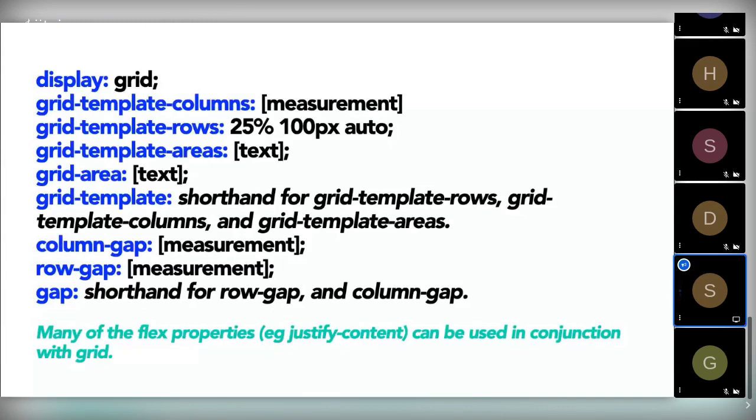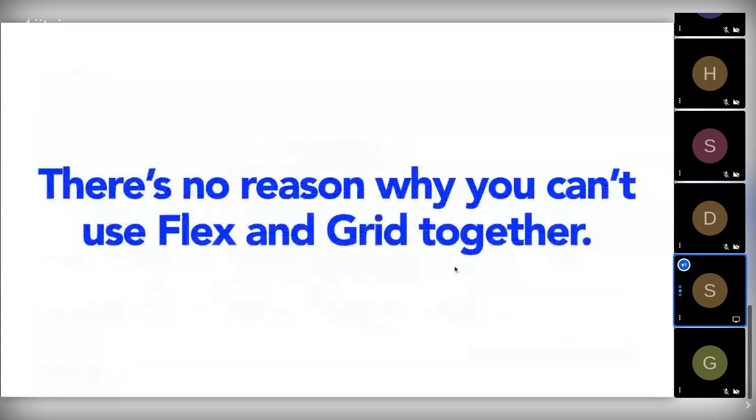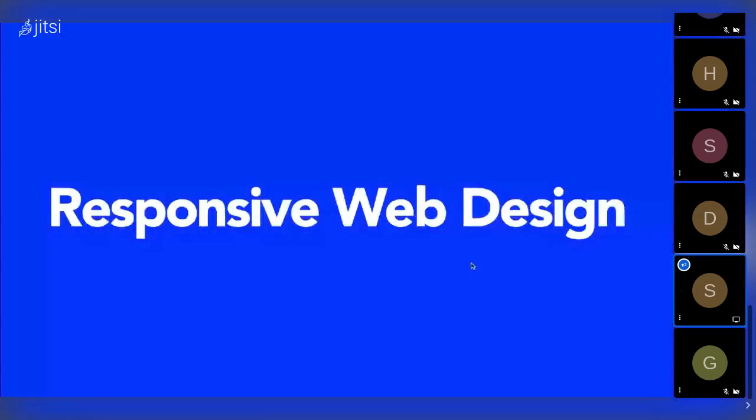And on the screen, you can see a bunch of different properties that typically get used when using grid. In the case of the ones where you can see like 25%, 100 pixels, auto, that's just an example. That's not what you have to write there. And then many of the flex properties that we didn't really cover, like justify content and things like that, can be used in conjunction with grid. Okay. And then, as I said, there's no reason why you can't use them together.